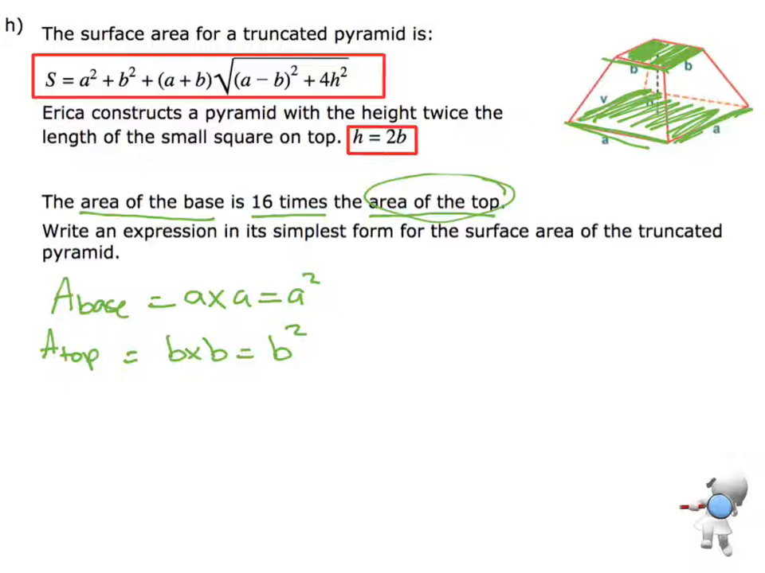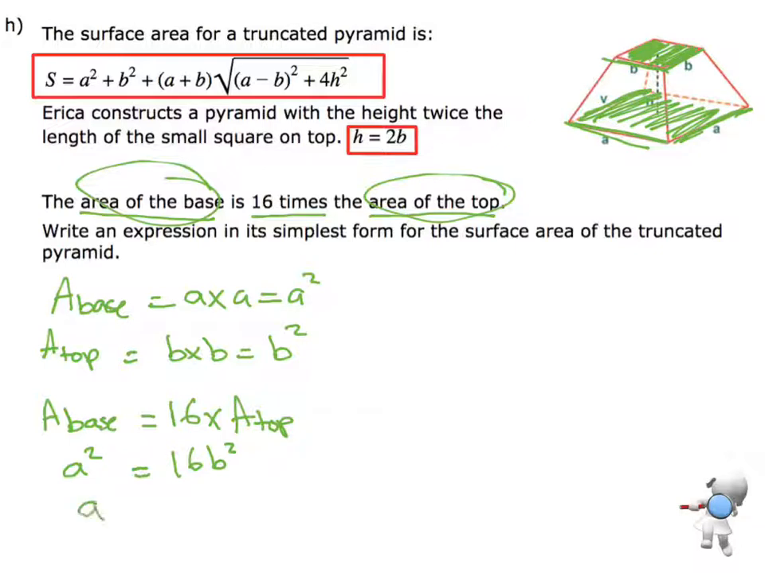Then we're told, if I go back to the question, the area of the base is equal to 16 times the area on the top. So I can replace the area of the base with A squared and the area of the top with B squared. Now there's one more thing I can do there. I can look at that and say A squared equals 16B squared. Well, if I take the square root of both sides, then A is equal to 4B.